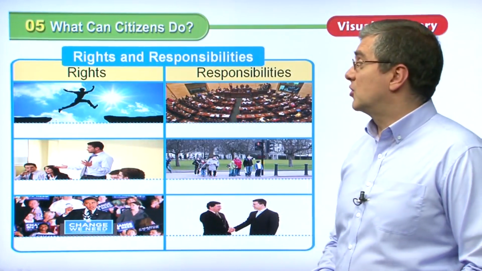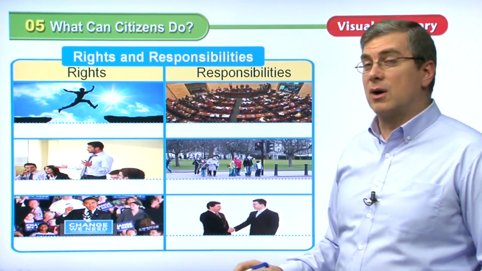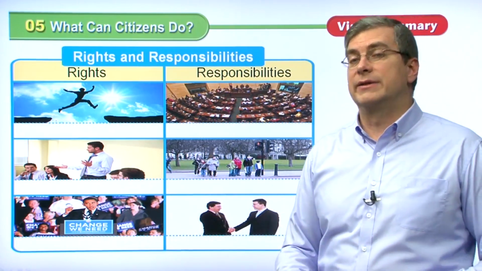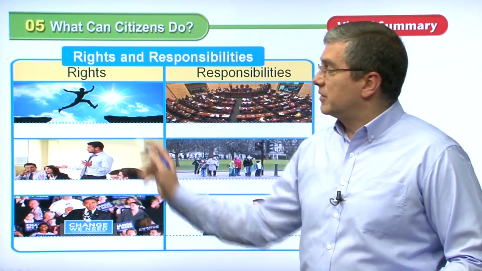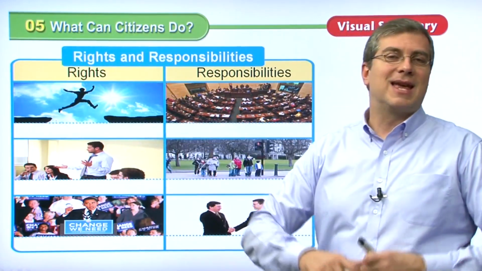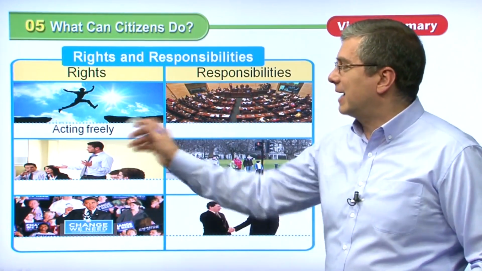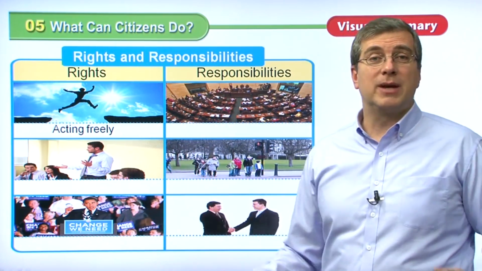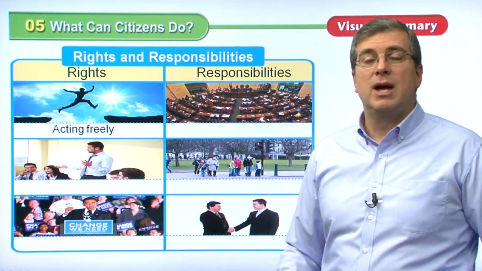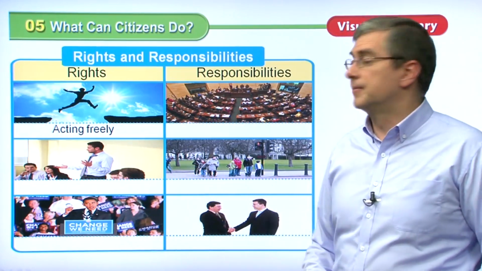Okay, let's move on to our chart here. We're covering rights and responsibilities. We saw this before. So let's look at some examples of our rights. First of all, this person's very happy, right? They are acting in a way that they want to. They are doing what they want to. What is that? That is acting freely. They're doing something without restraint, right? They're doing what they want to do. They are acting freely. That's our right. We can do what we want to do.